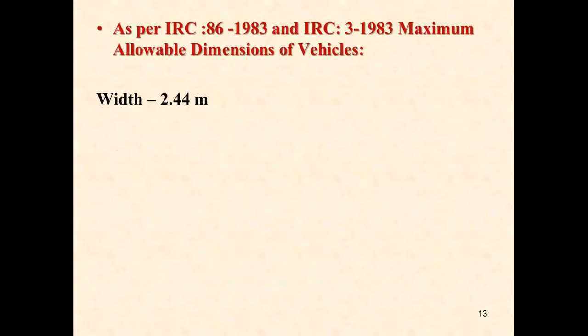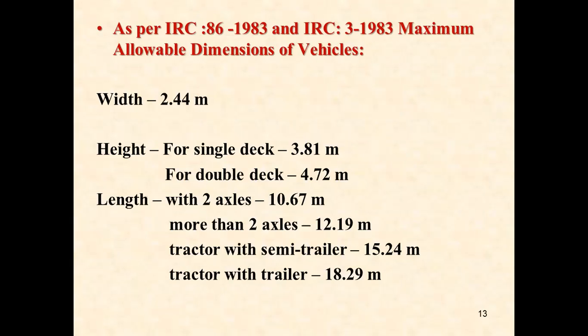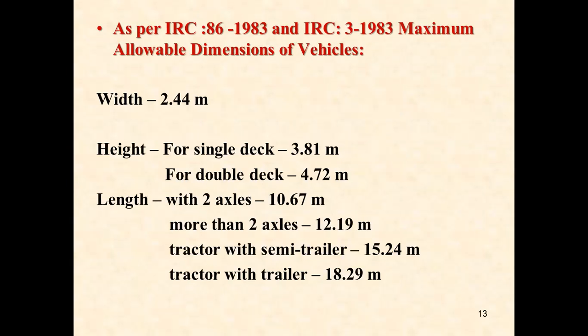Then what are the width and height of the different types of vehicles used on the roads? As per IRC, Indian Roads Congress, IRC 86 and IRC 3, there are maximum allowable dimensions of the vehicles. This is the basis on which we design the width of the pavement or the width of the carriageway.